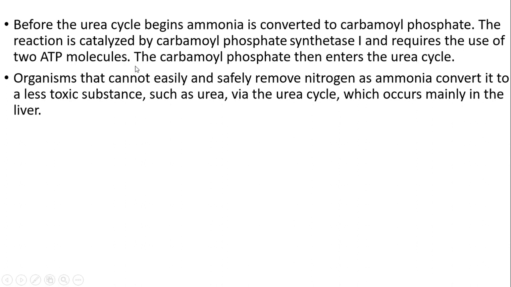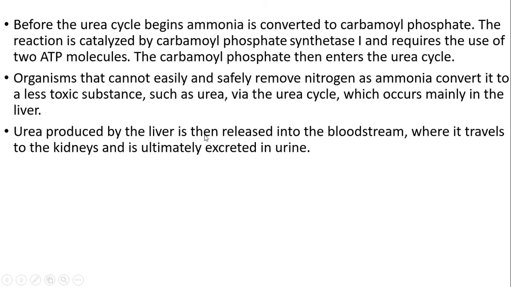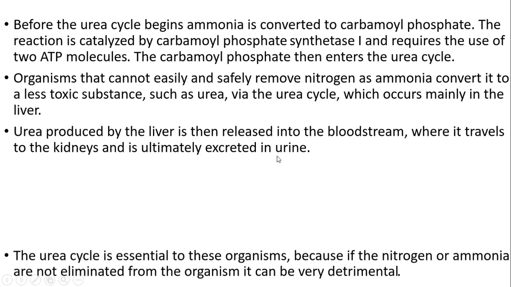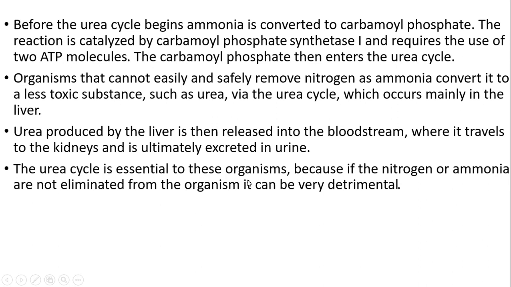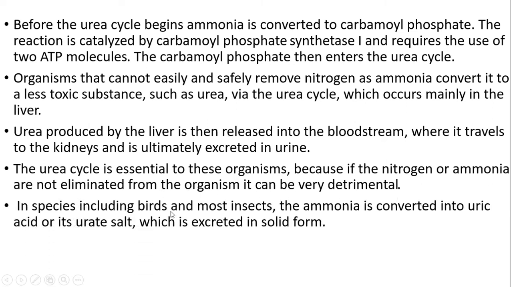The organisms that cannot easily and safely remove nitrogen as ammonia convert it into the less toxic substance urea via the urea cycle, which occurs mainly in the liver. Urea produced by the liver is then released to the bloodstream, where it travels to the kidney and is ultimately excreted in the urine. The urea cycle is essential in these organisms because if the nitrogen and ammonia are not eliminated from the organism, it can be very detrimental or fatal. In species including birds and most insects, the ammonia is converted to uric acid or urate salt, which is excreted in a solid form.